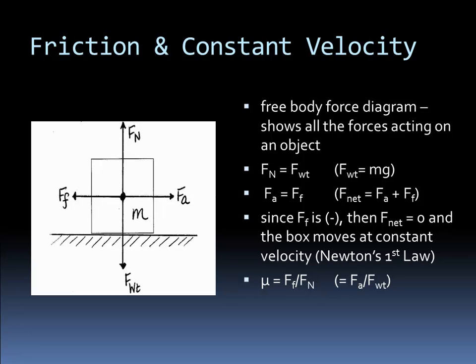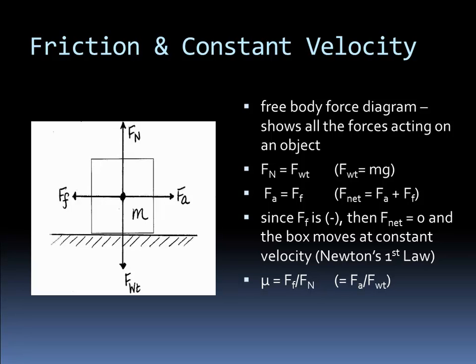The normal force is balanced with the weight, so the normal force is equal to the weight in this case. The weight is equal to mass times the acceleration due to gravity. So that's what mg is. It's the mass of the object times the acceleration due to gravity, which is 9.8. The applied force in this case is equal to the friction force. And the net force is going to be the applied force plus the frictional force.